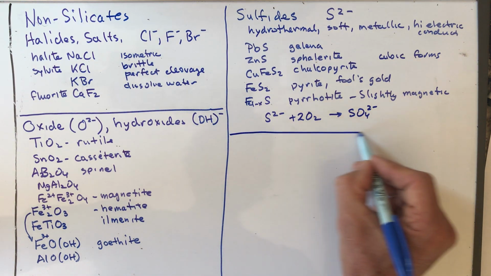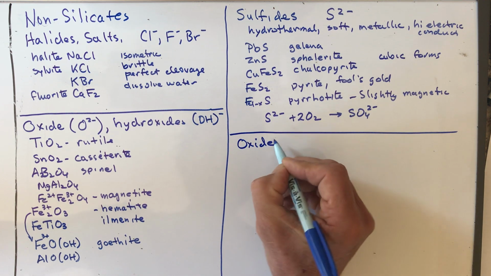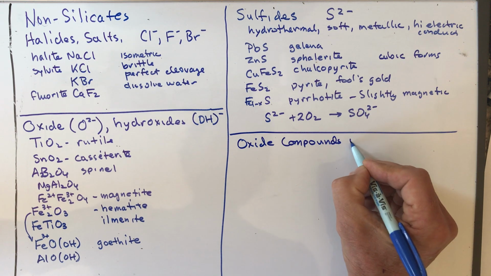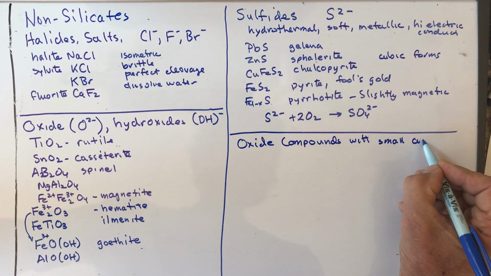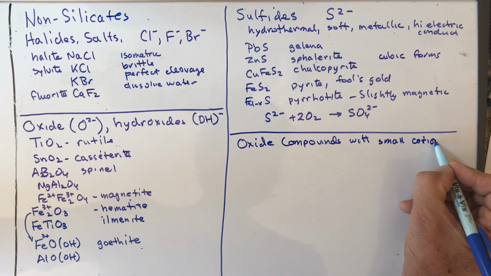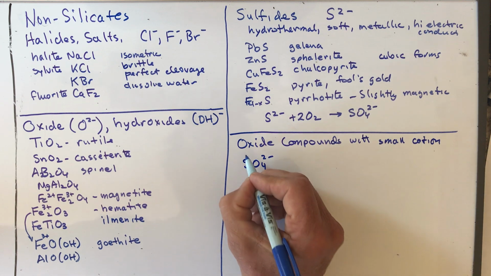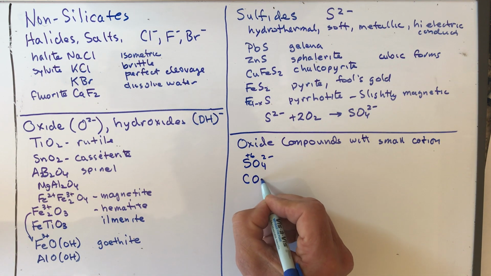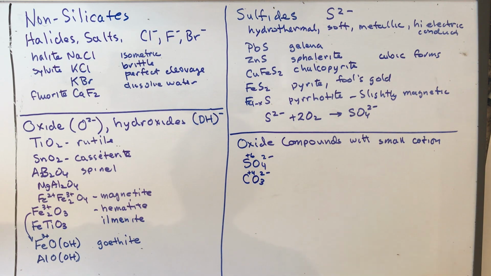The final class are oxide compounds with small cations. One of those would be sulfate, SO4 2-, where sulfur is +6 charged. Another one is CO3 2-, that's a carbon 4+.